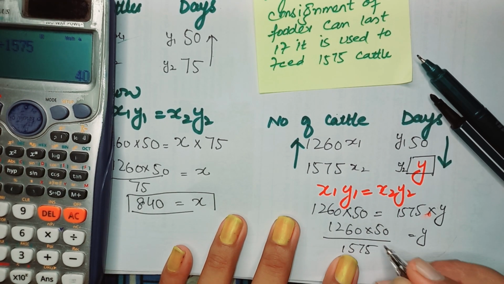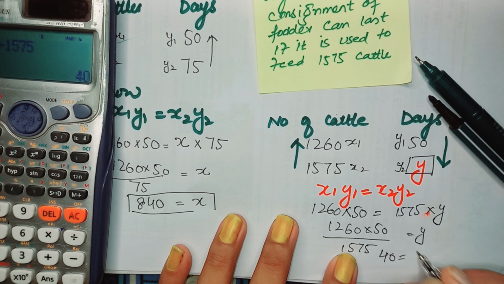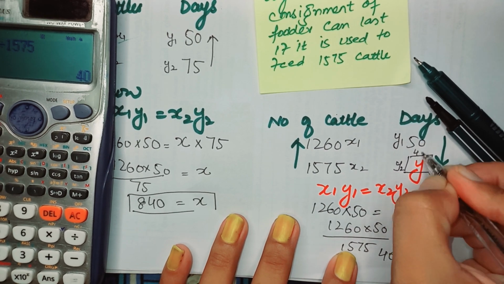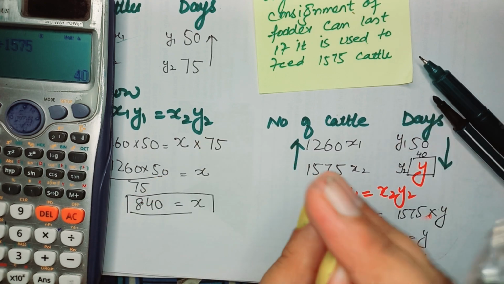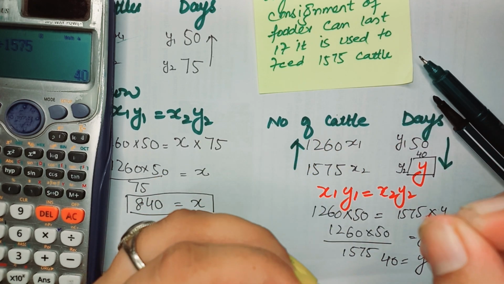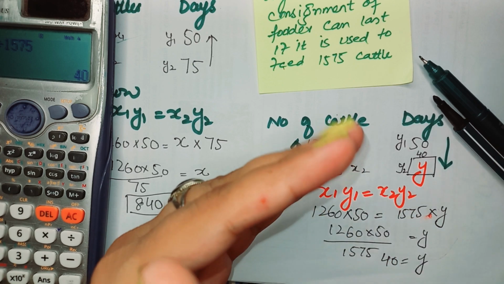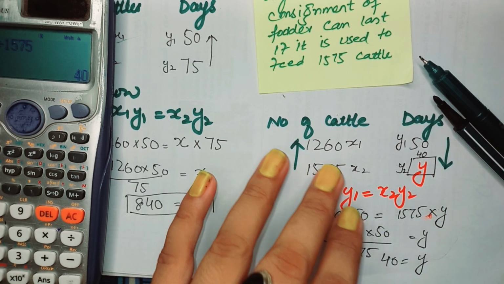So you will get here 40. So you can see that now because you have more cattle, the consignment of the fodder, जो चारा है वो जल्दी कंज्यूम हो जाएगा, 40 days में कंज्यूम हो जाएगा.